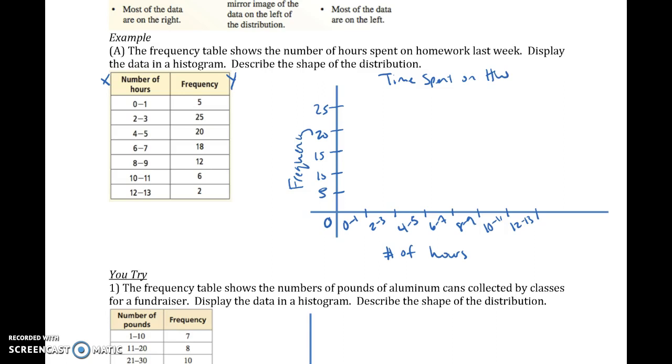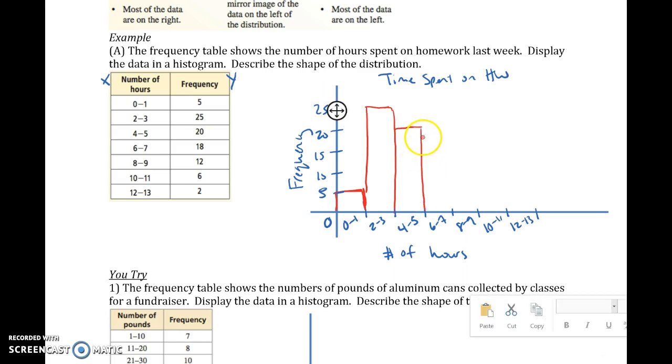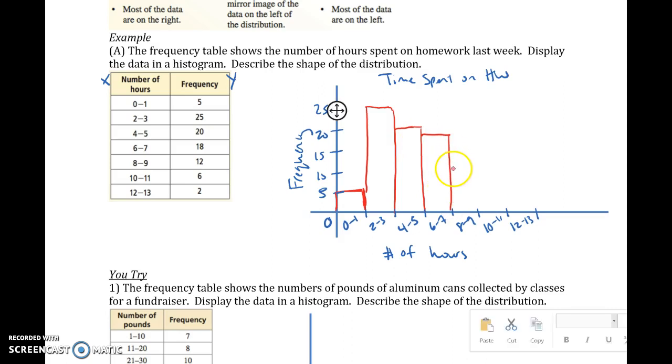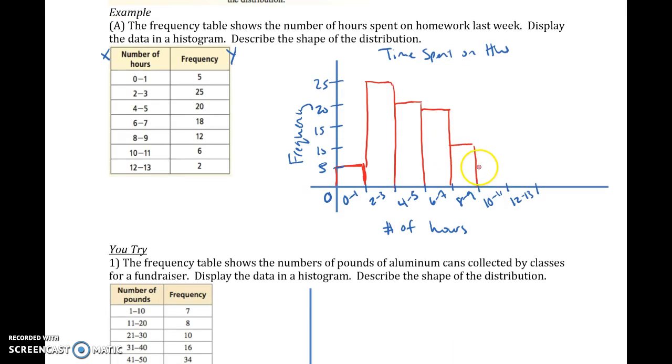Okay, so 0 to 1 was 5, so we have 1 bar here. Again, try to make it as even as possible. 2 to 3 went up to 25. Okay, 4 to 5 went to 20. 6 to 7, 18, so we're going to estimate that to be right below 20. 8 to 9 is 12, so right a little bit above 10. 10 to 11 was 6, so just a little bit above 5. And then 12 to 13 was 2, so right a little bit above 0.